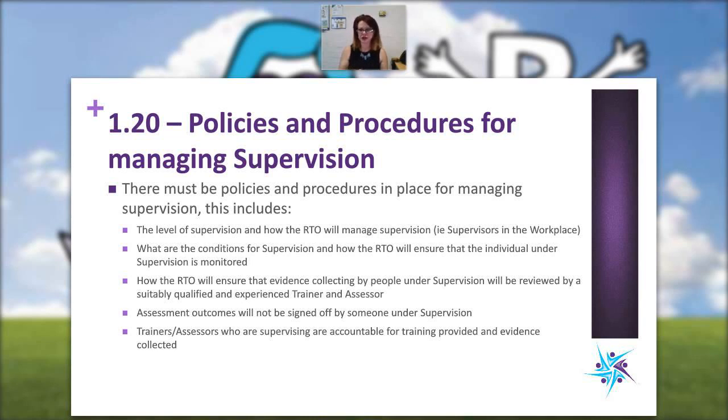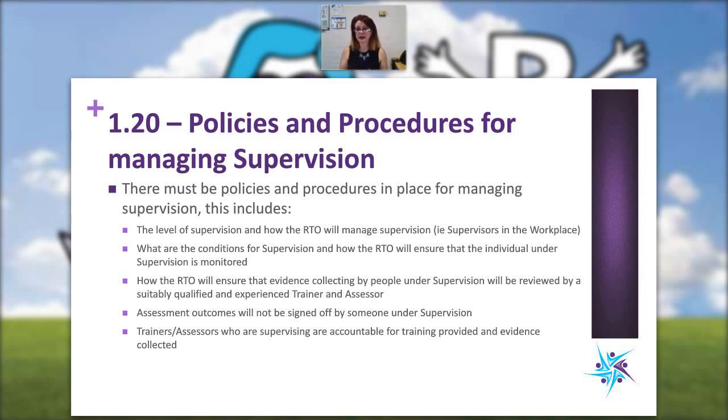And what will be the conditions of that supervision? So how will you monitor? How will you ensure that a supervisor in the workplace is not signing off and not determining a competency outcome? So we're going to refine that a bit. Basically, it's just making sure that they don't do that. A trainer or assessor is doing that. They're talking to the supervisor. They're getting feedback from the supervisor. And the trainer or assessor is the one that is determining the outcome, not the supervisor.